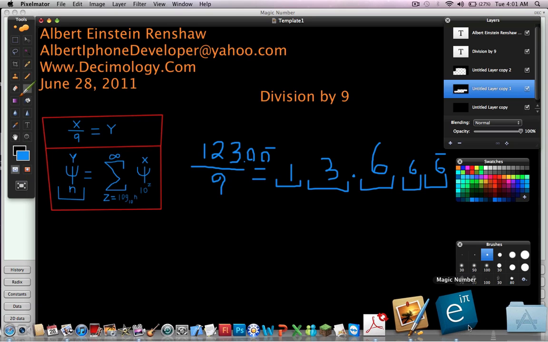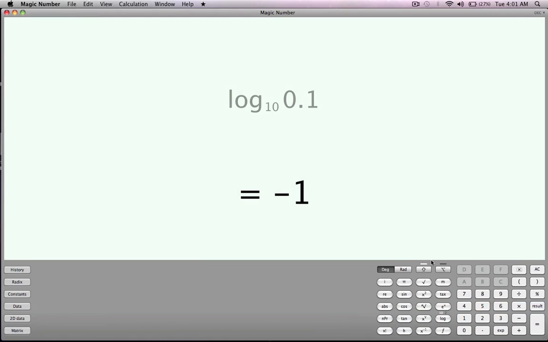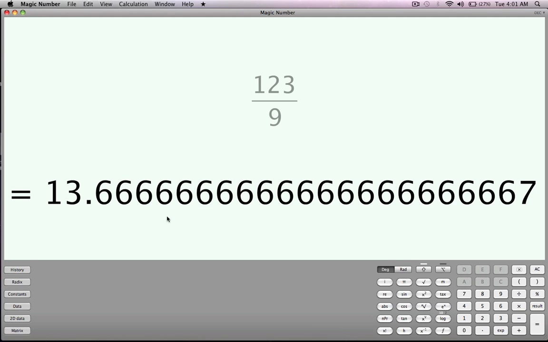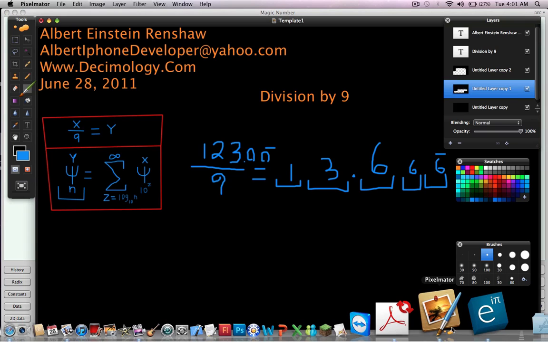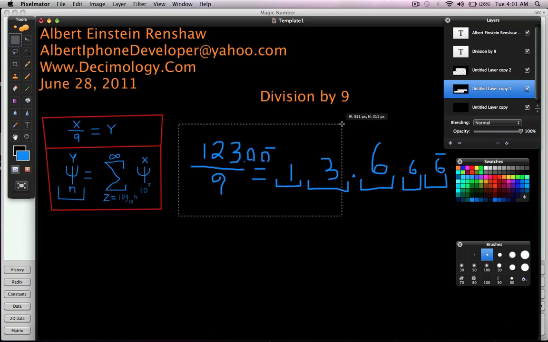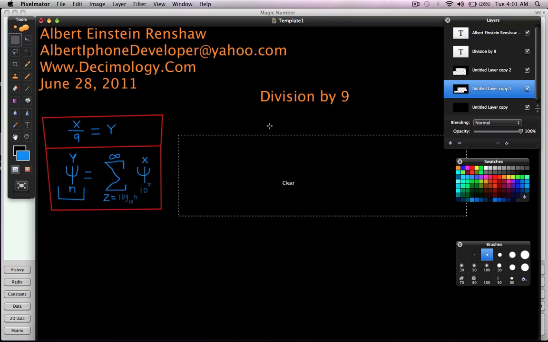And if we go to the calculator, 123 divided by 9, you'll see it's 13.6 barred, which is what we said. Let me give you a harder example, because I know some of you have probably already paused the video and tried this out on your own, and then screwed up and wondered, hey, what did I do?